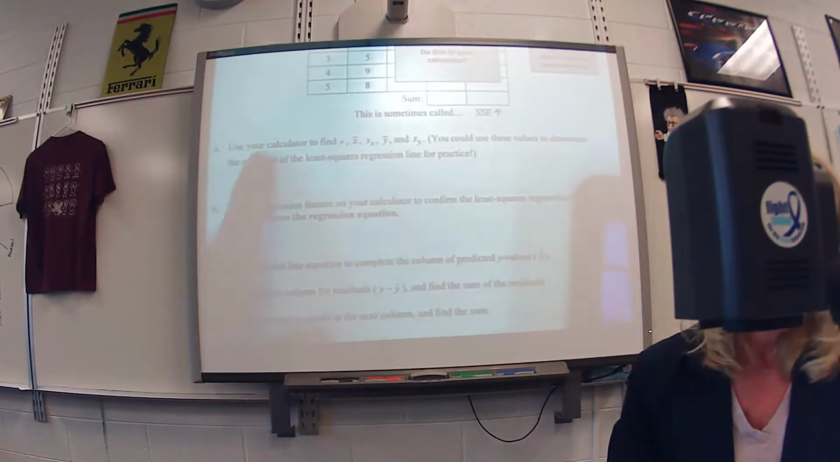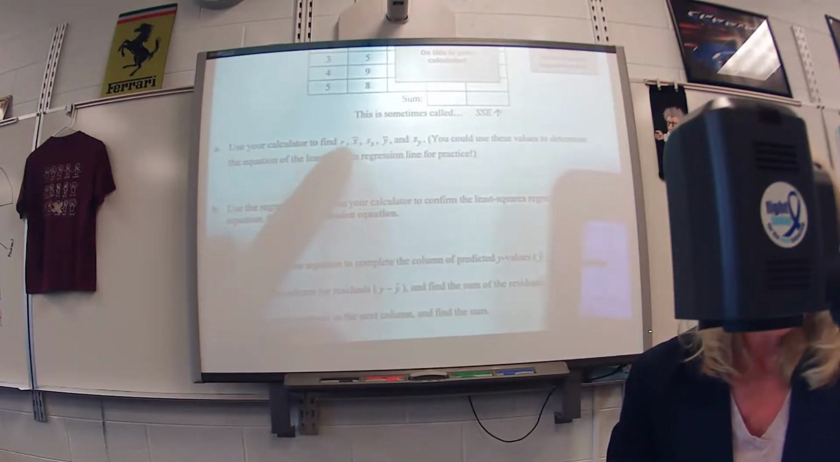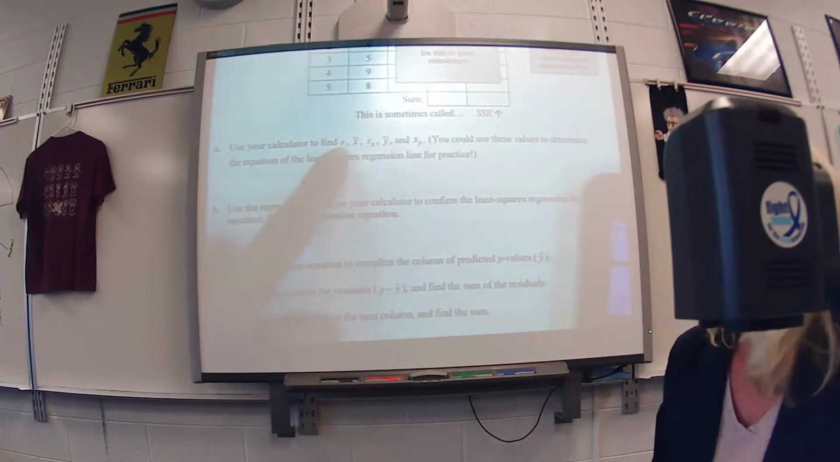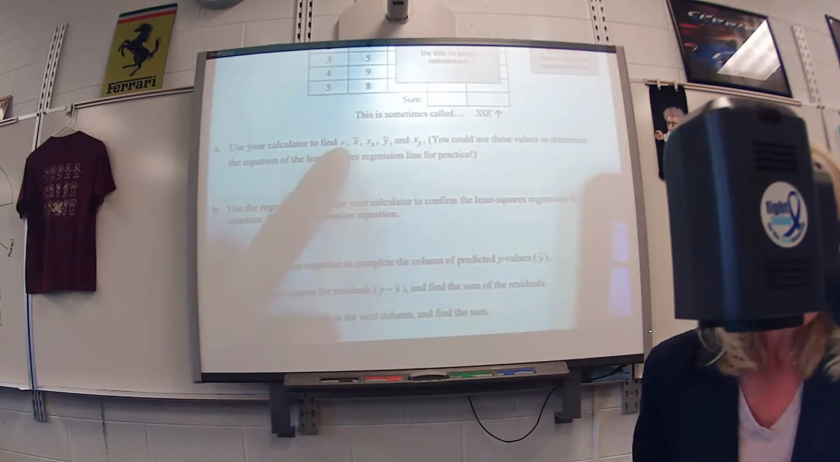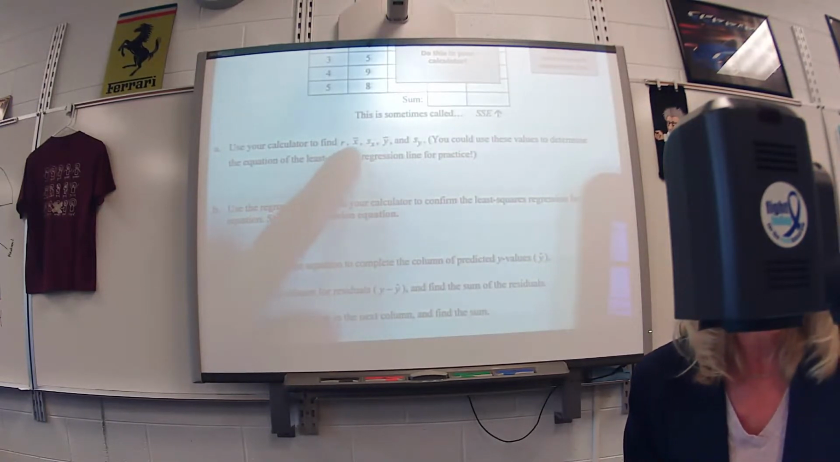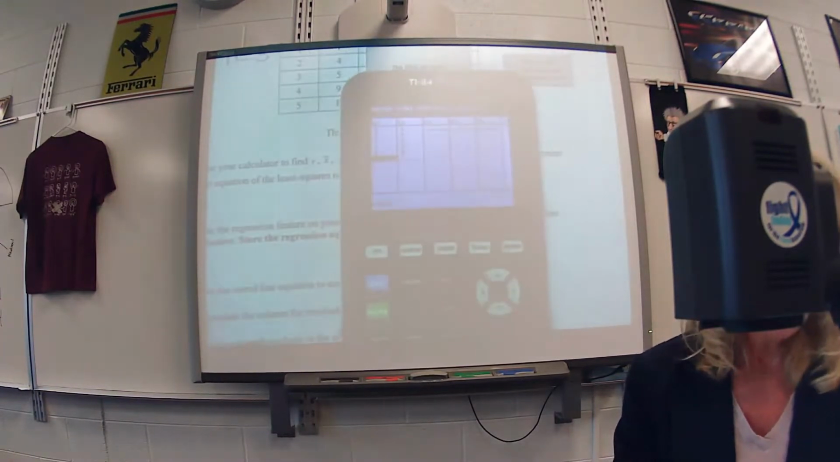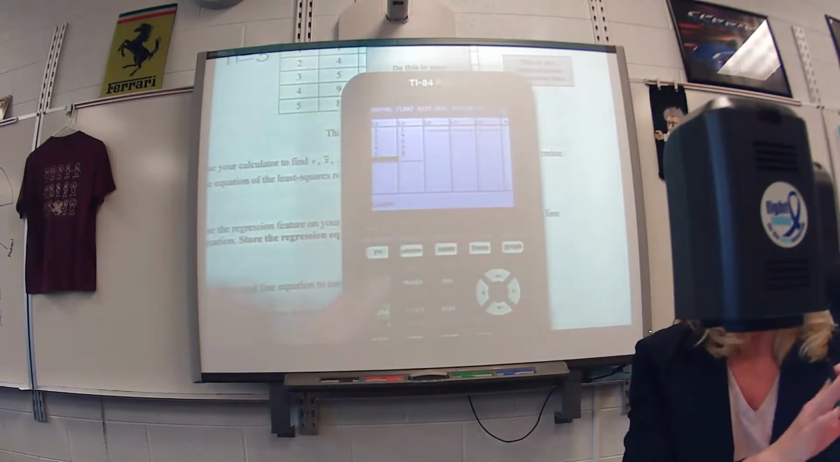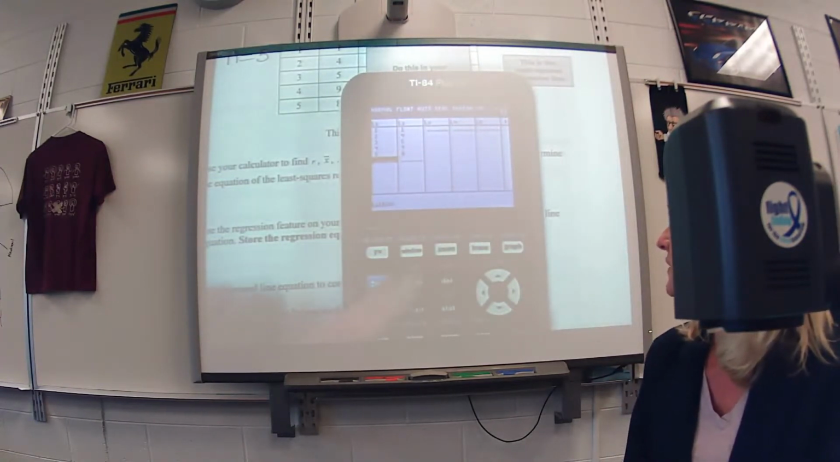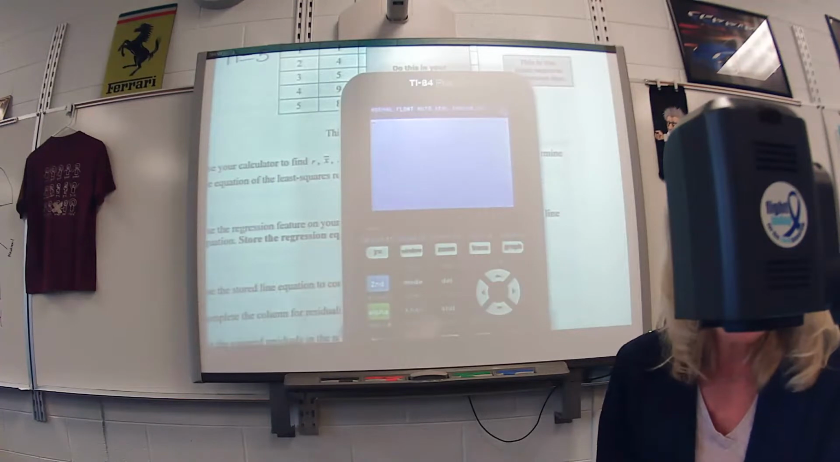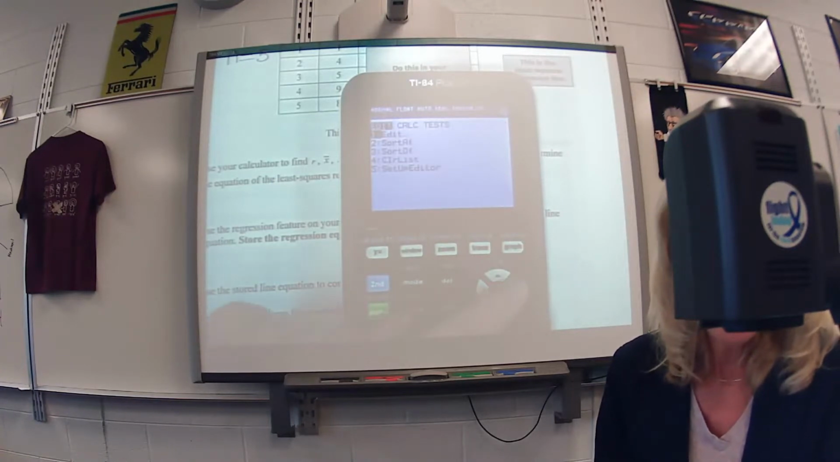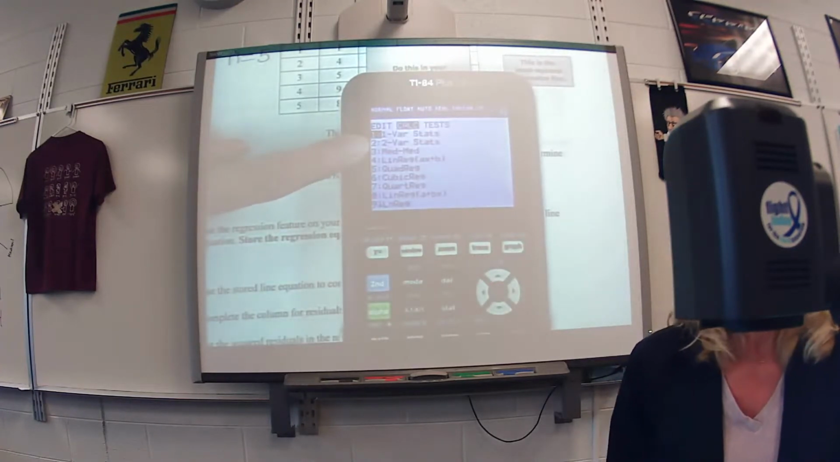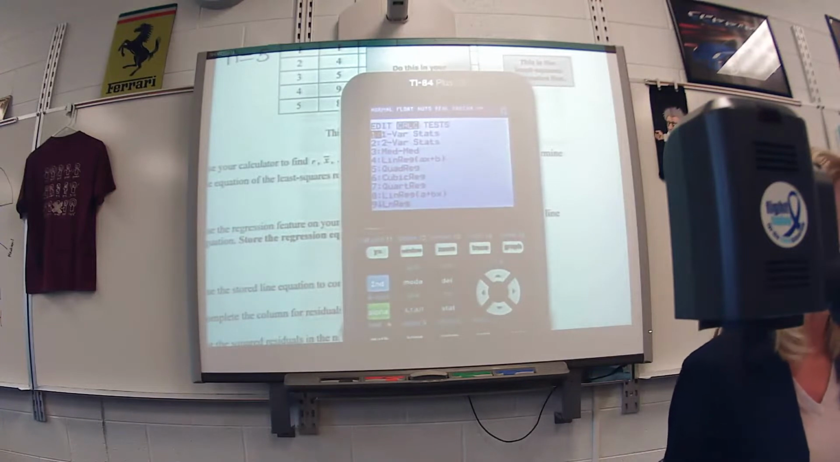Let's see. Use your calculator to find R. To get R, you're going to have to do linear regression. But I also said, let's get X bar, standard deviation for X, and so on. So for part A, I'm working on my 84, but on the Inspire you could do it yourself also. I'm going to do calculations, and I'm going to do 2 variable statistics.